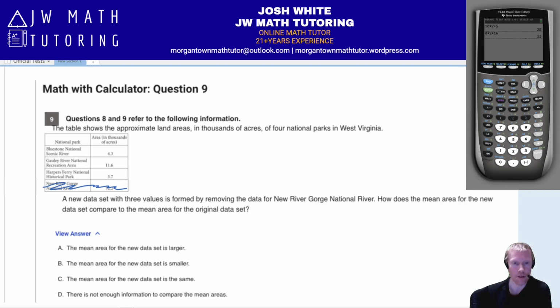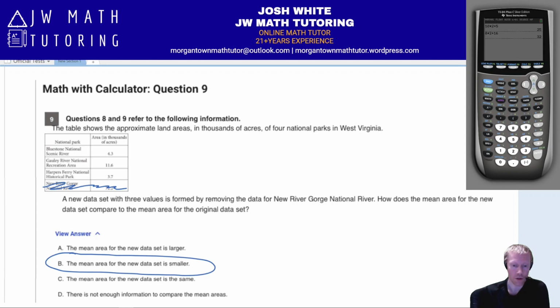So okay, these first three numbers are all fairly small and close to each other, 3.7, 4.3, 11.6. Then you have an extremely large number, 72.2. So if you take away that 72.2, that very large number, the mean is going to go down. It's going to decrease. So the correct answer for this one is going to be letter B.